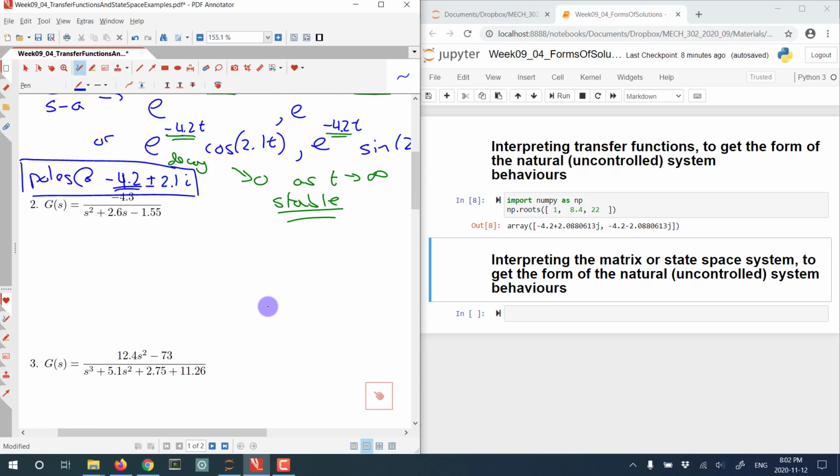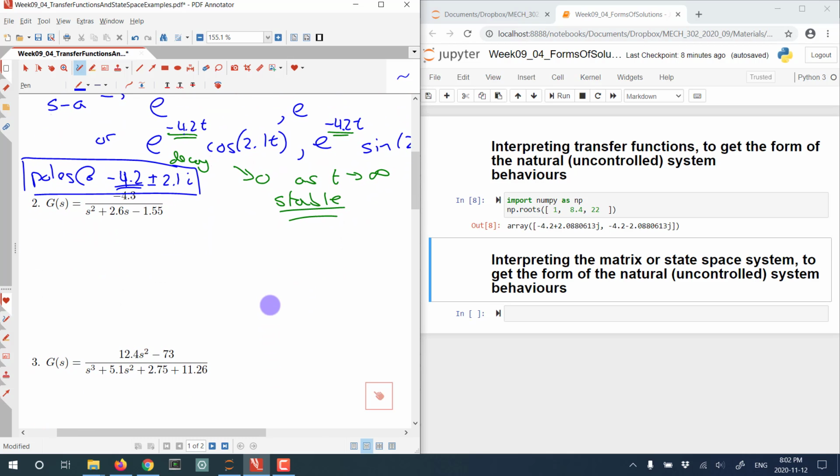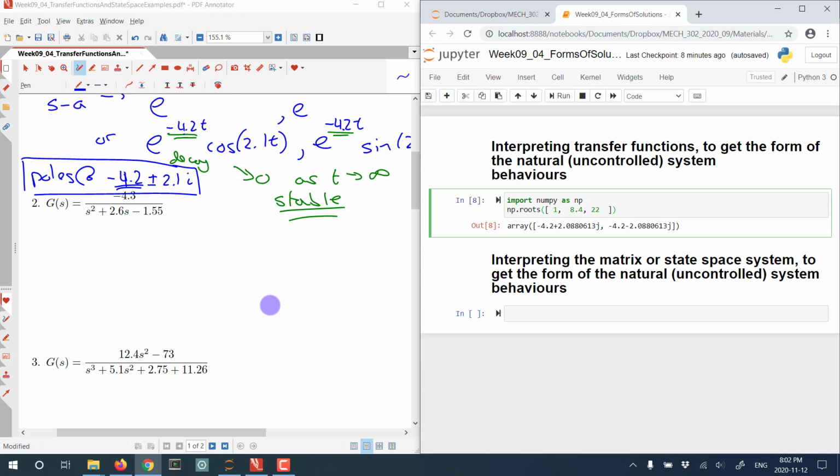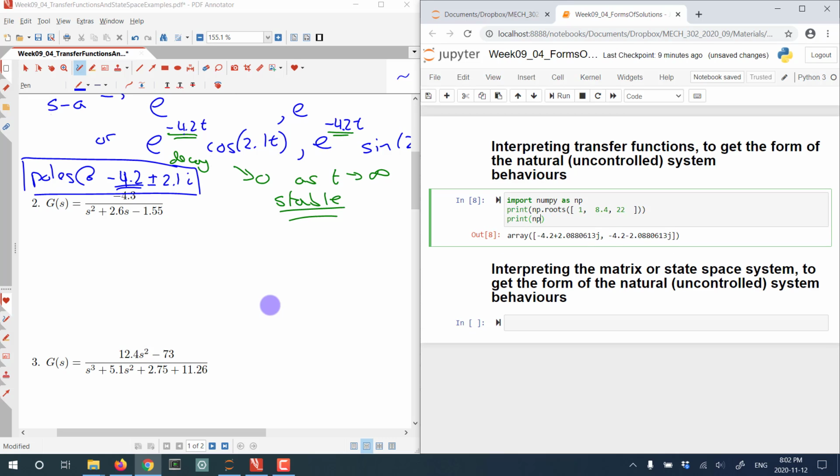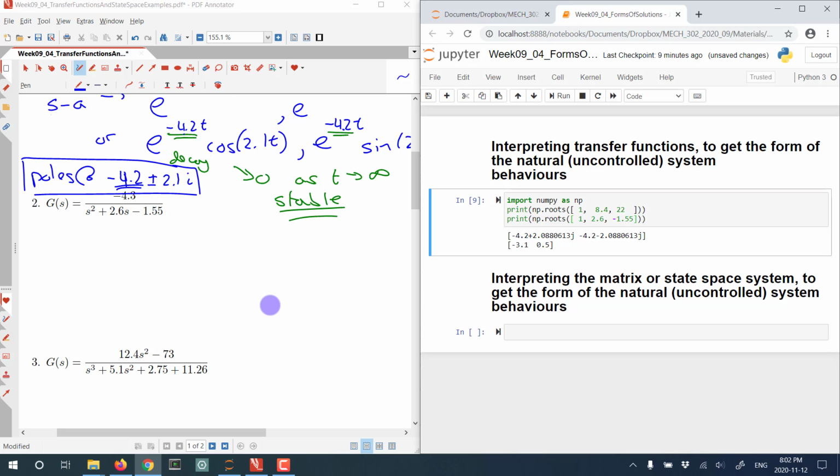So let's do the next one in a little more efficient fashion. What we're going to do is actually add a print statement around this so we have them all when we need them later. And there we go. And so for this one, we're going to print the roots of, again, the denominator. So just the coefficients are all we need. And that should be it. There we go. Negative 3.1 and 0.5.